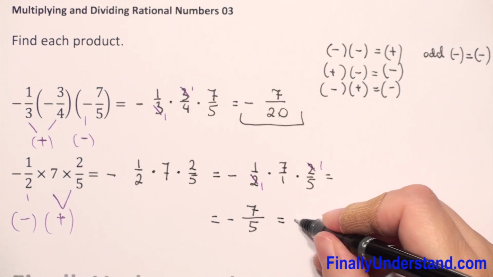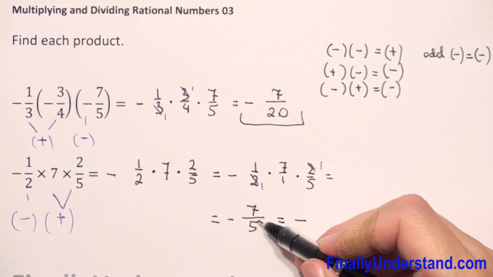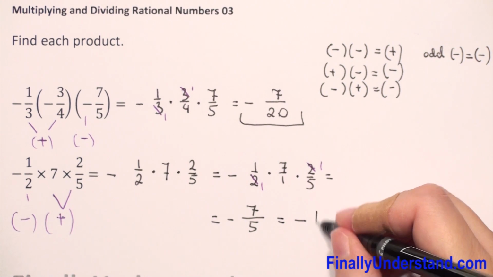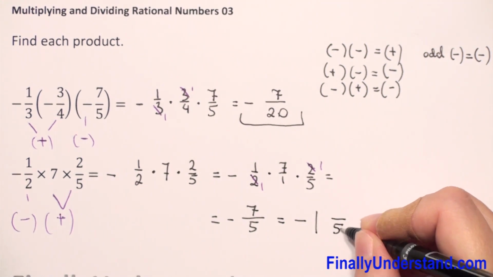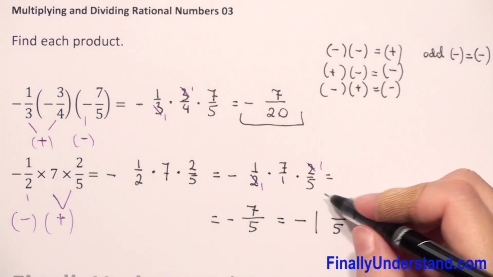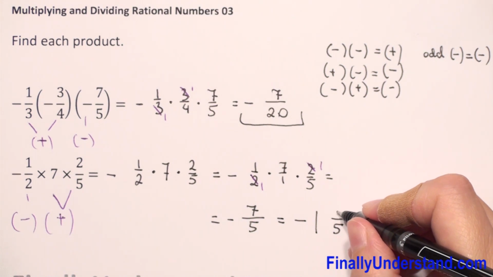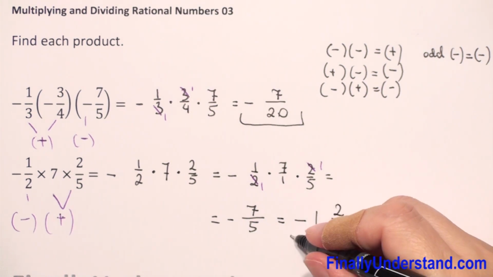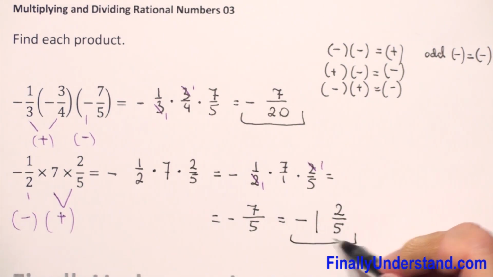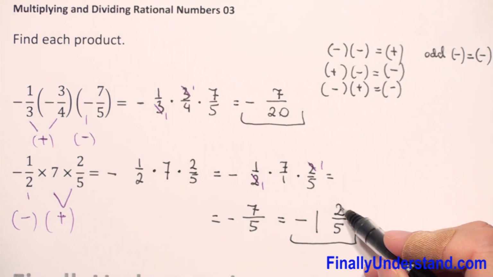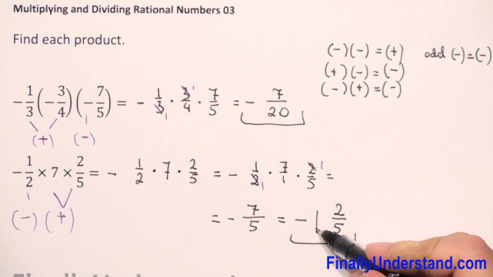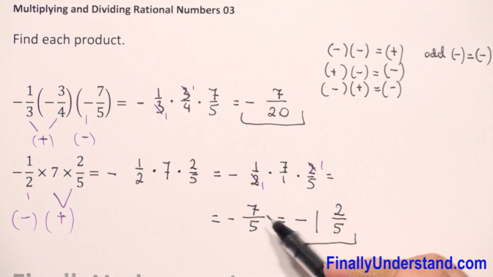How we do this? Copy negative sign. How many times you can put 5 to 7? 1. And denominator we copy. And now 7 minus 5 is 2. Always you can check if you did it correct. We multiply denominator times whole number and we add numerator. So 5 times 1 is 5 plus 2 is 7. It's the same.